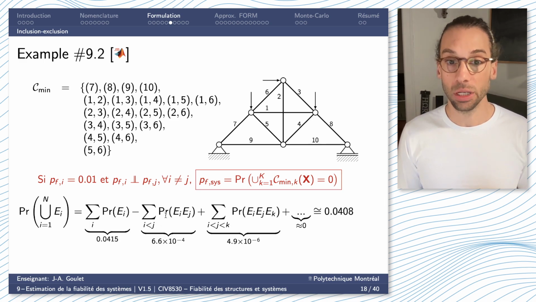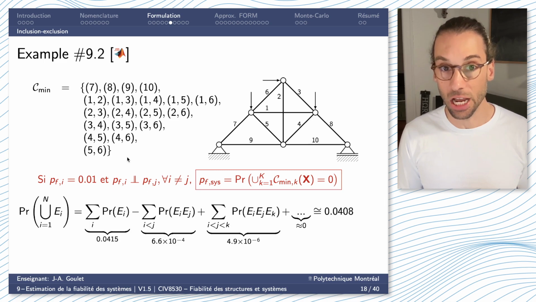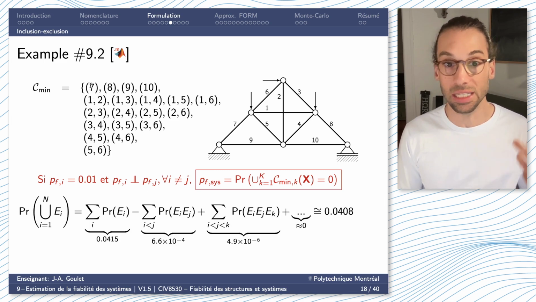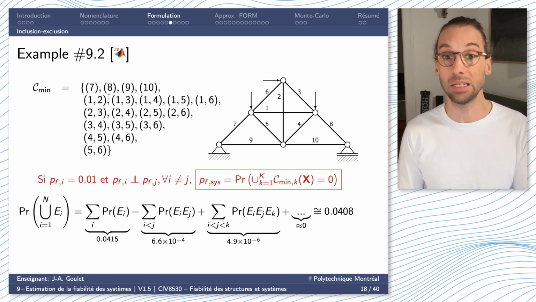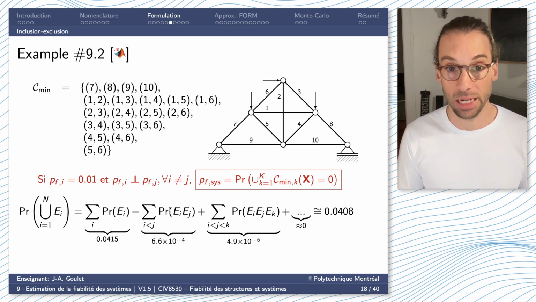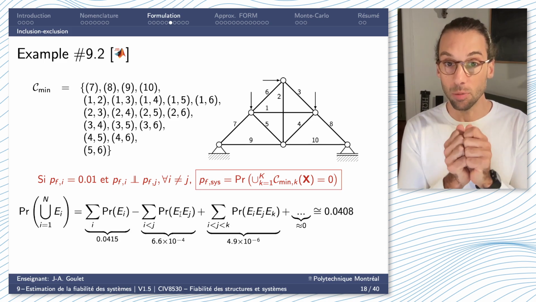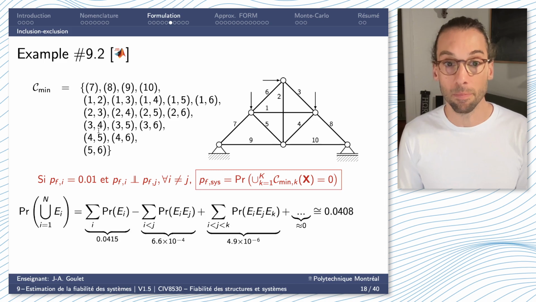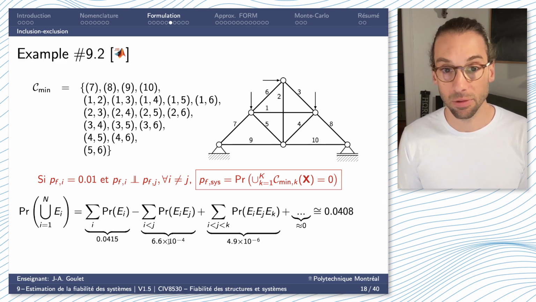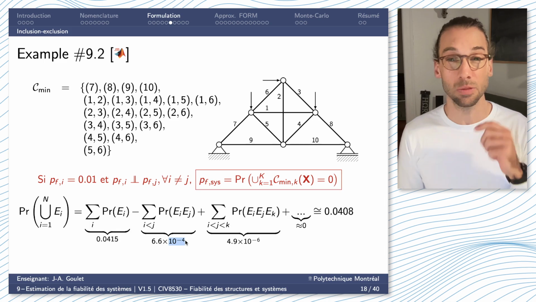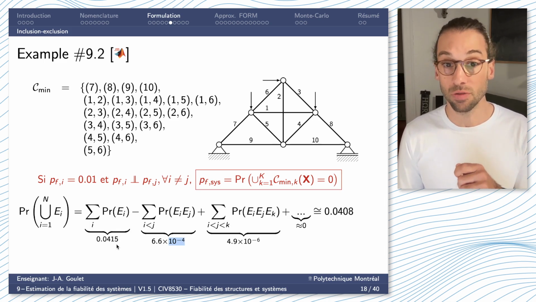Then I need to look at the probability of not those 2 bars failing, but 2 cut sets failing simultaneously. So for instance, 7 and 1, 2 failing simultaneously. In that case, I need to look at all of the possible combinations and permutations of 2 minimum cut sets failing simultaneously. And if we do this, we're going to have 6.6 times 10 to the minus 4. We see it's much smaller than the contribution of the first term.